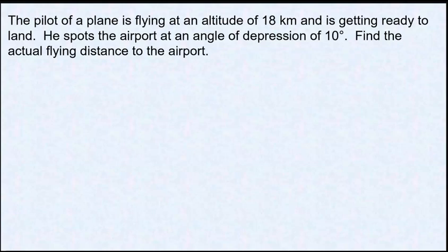So the pilot of a plane is flying at an altitude of 18 kilometers and is getting ready to land. He spots the airport at an angle of depression of 10 degrees. Find the actual flying distance to the airport. So if I remember correctly, which I may not, I believe this is called the angle of attack for airplanes.